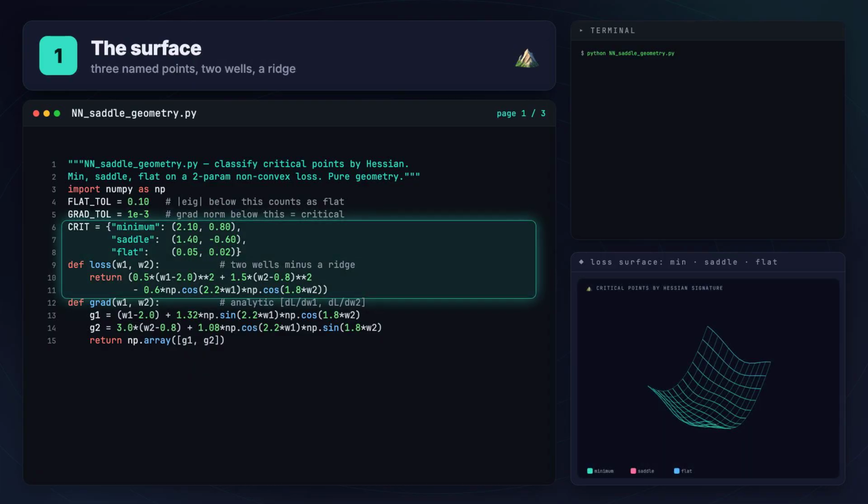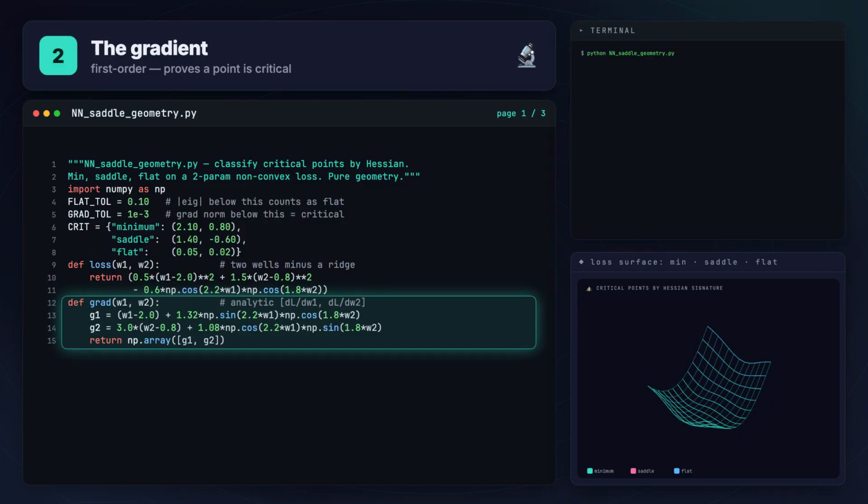First, the surface. We pick a loss function with deliberate structure, a product term and two wells, so it actually has a minimum, a saddle, and a flat shoulder rather than the single clean bowl from the conditioning episode. Plotting it isn't the point yet, we just need it callable, and we need its analytic gradient and Hessian, which we write out by hand so there's no autograd magic to trust.